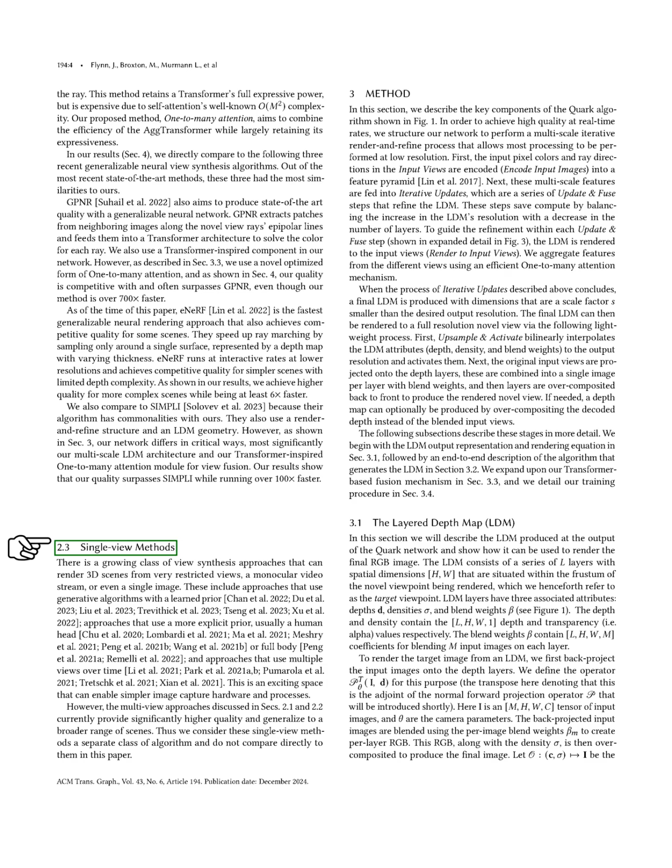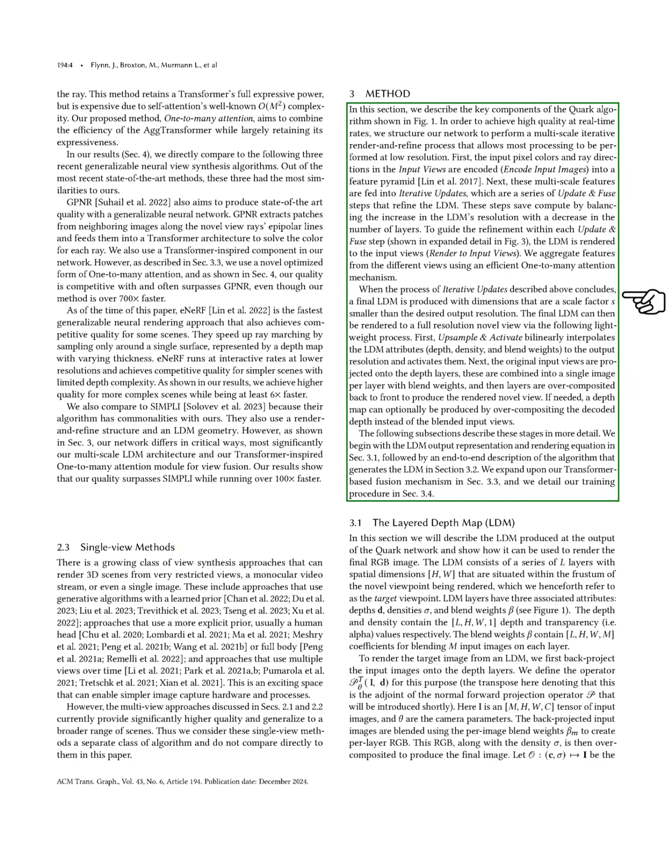Next, we outline the key components of the Quark algorithm. To achieve high-quality results in real time, we design our network to perform a multi-scale iterative process of rendering and refining, primarily at low resolution. Initially, we encode the colors and ray directions from the input images into a feature pyramid. These multi-scale features are then processed through a series of iterative updates, which refine the layered depth map, LDM. This process is efficient as it balances the increase in resolution with a reduction in the number of layers. During each update, we render the LDM to the input views and aggregate features using a one-to-many attention mechanism.